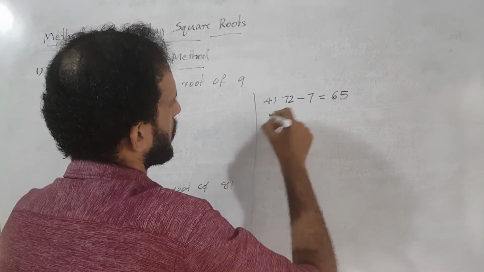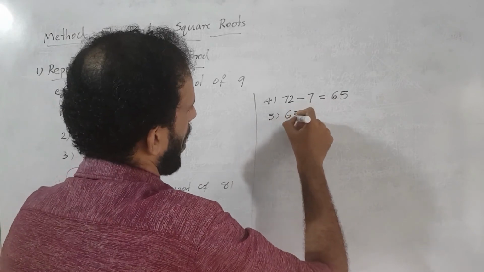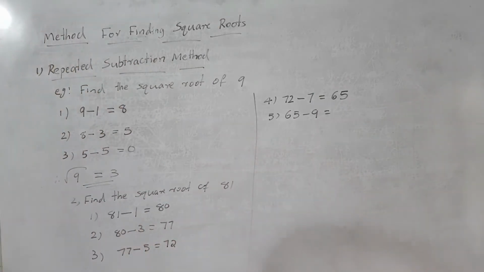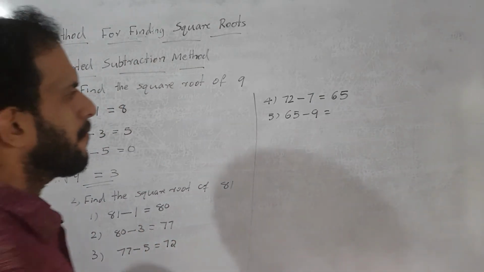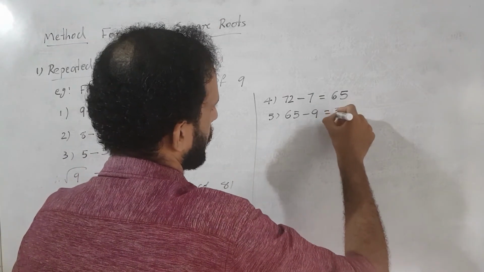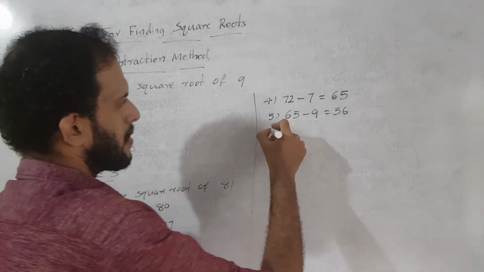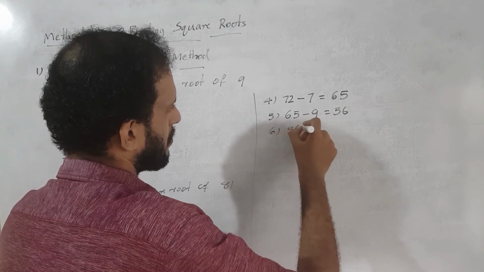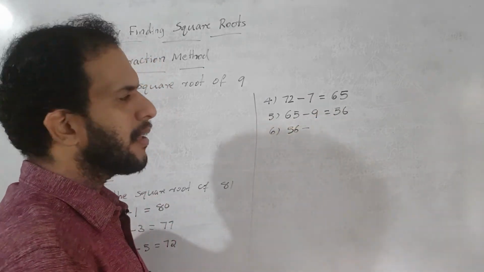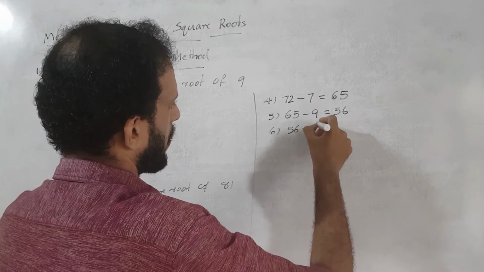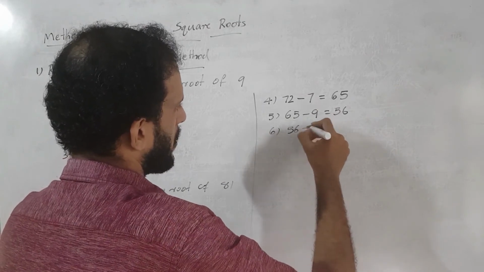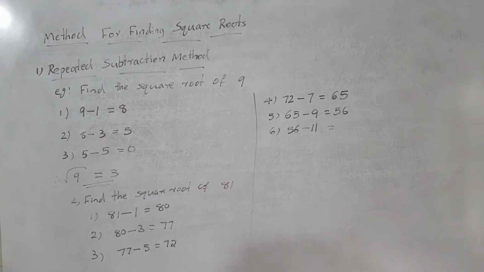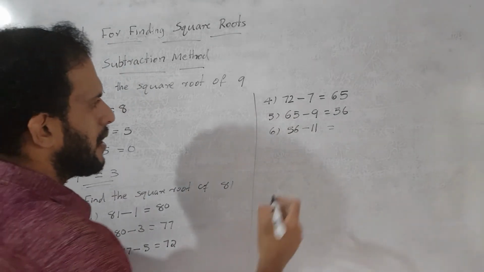Then fifth step, 65 minus, after 7, what is the odd number? 9. Then 65 minus 9 is 56. The next, sixth step: 56 minus, then what is the next number after 9? That one is 11. Correct? After 9, the next odd number is 11. Then 56 minus 11. What is 56 minus 11? Yes, 45.